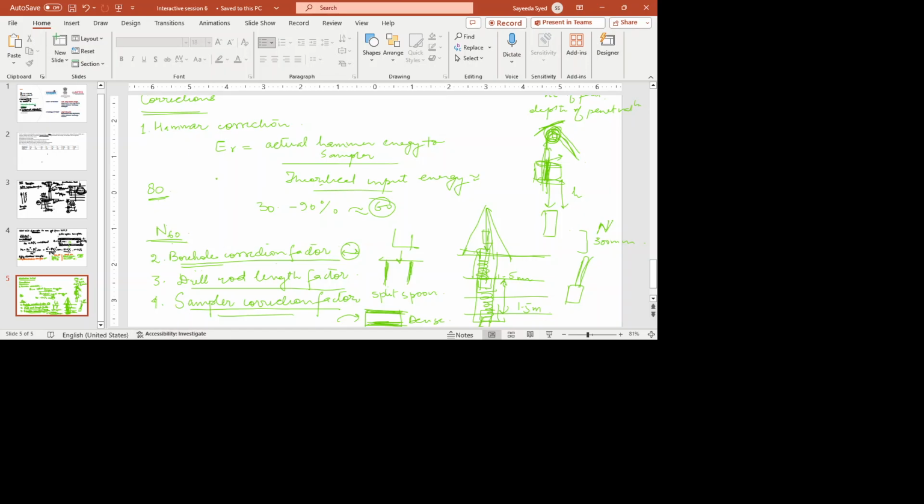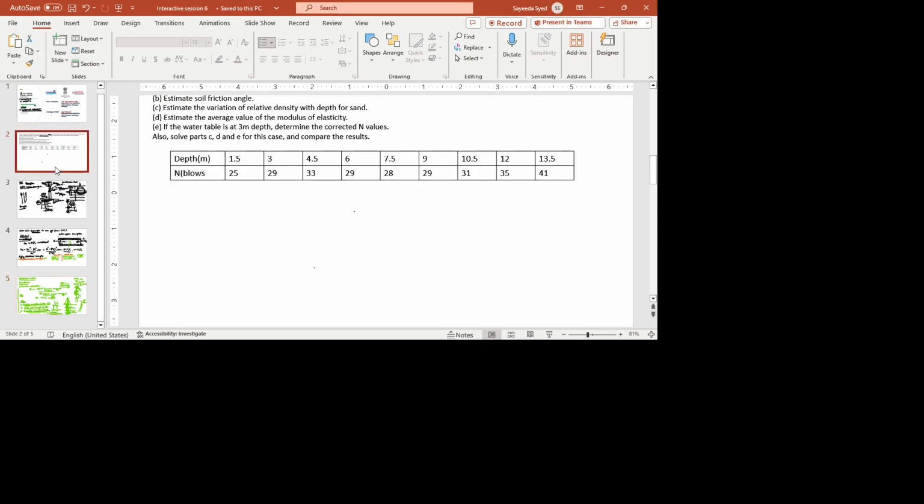and after we take care of these corrections, we have to correct for overburden and high latency. And this we will talk about while we are solving the numerical problem. Okay, so let's go back to the question and let's try to solve this.